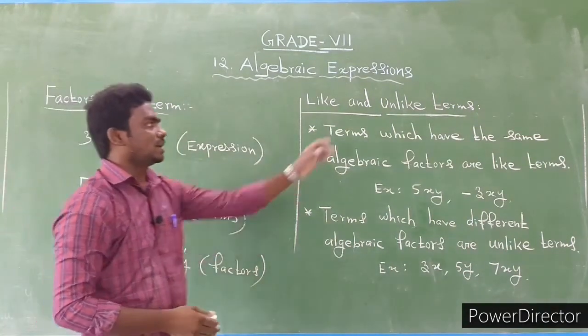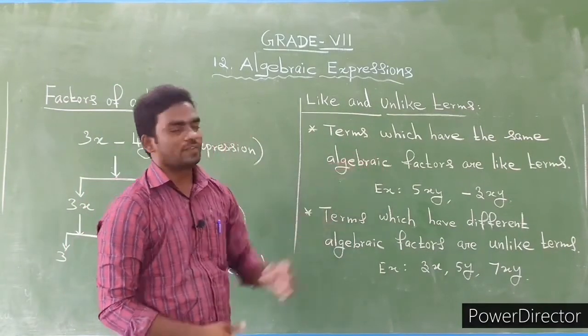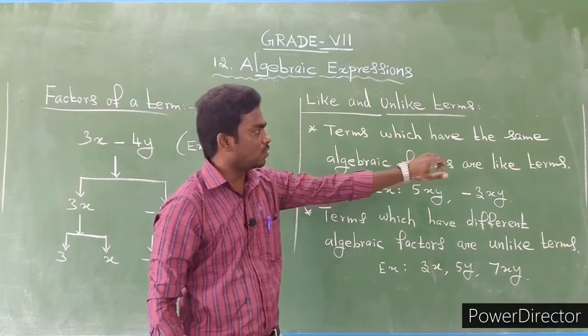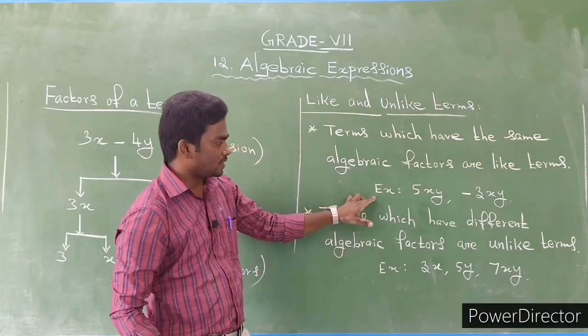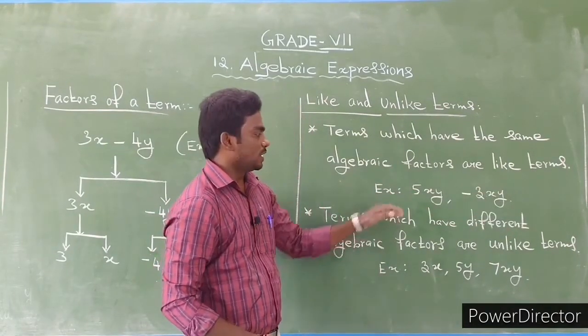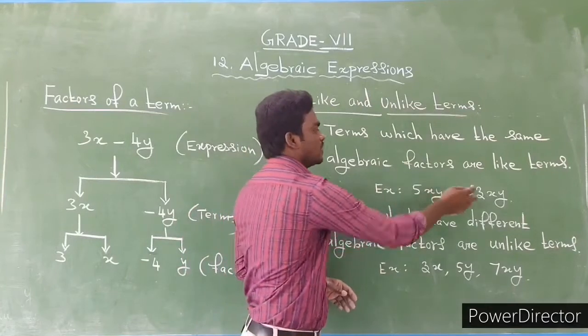Next, what are like and unlike terms? Terms which have the same algebraic factors are called like terms. For example, 5xy and minus 3xy. In these, the terms 5xy and minus 3xy have the same variables.